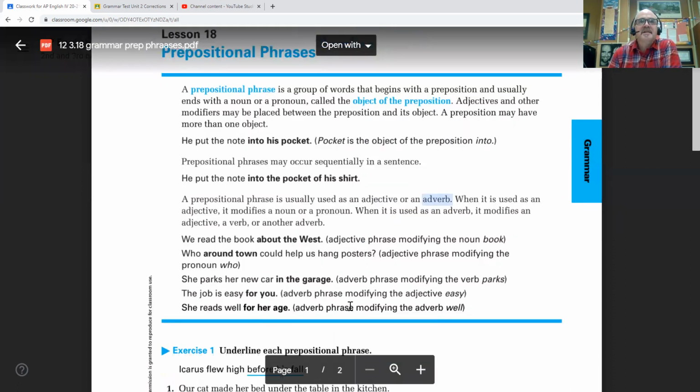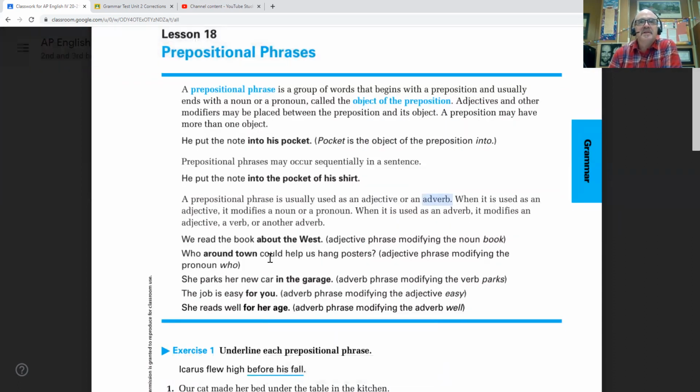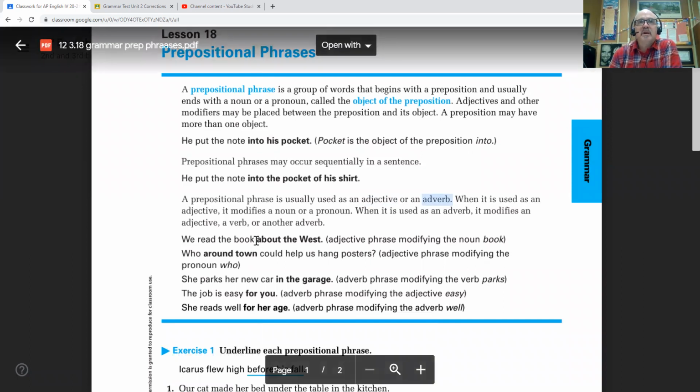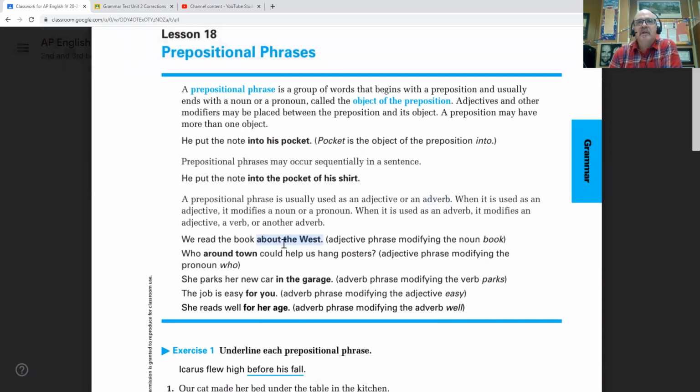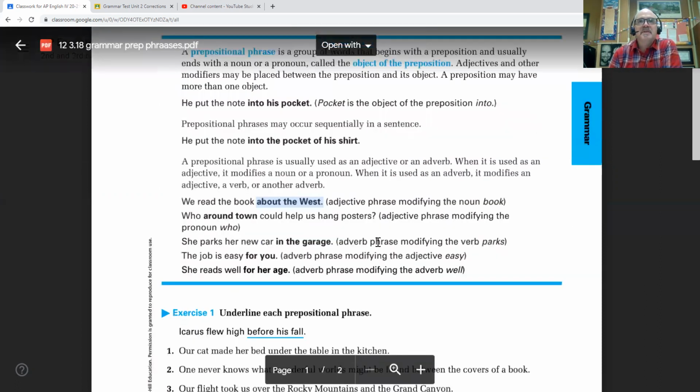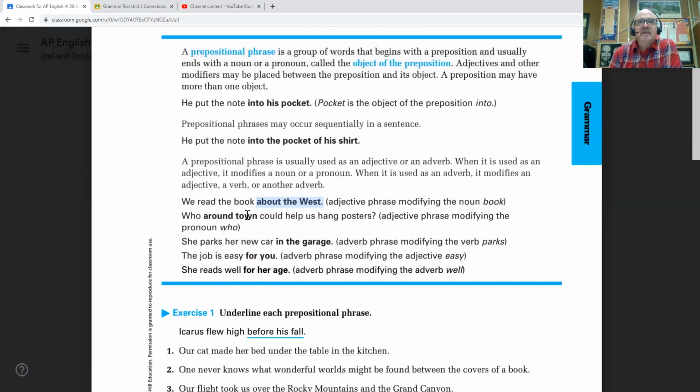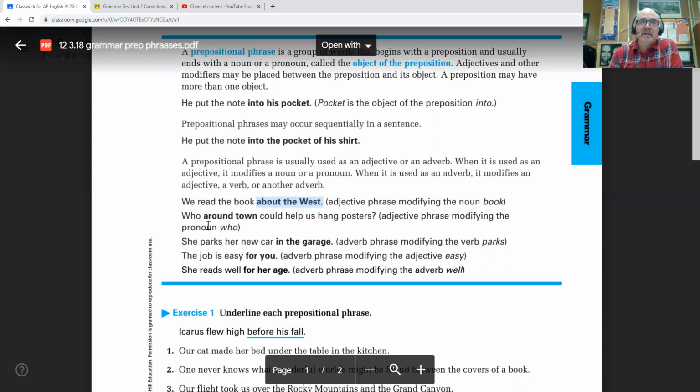Okay, so examples. We read the book about the West. So notice that about the West, well, what's that referring to? What's it modifying? Well, it's describing the book, right? That means it is being an adjective. It's an adjective phrase, an adjective prepositional phrase. Who around town could help us hang posters? Okay, there, around town is clarifying who, right? Who is a pronoun, so that is also an adjective phrase.